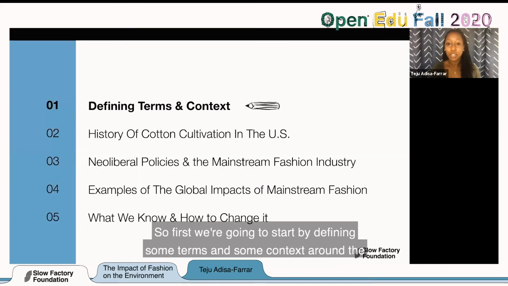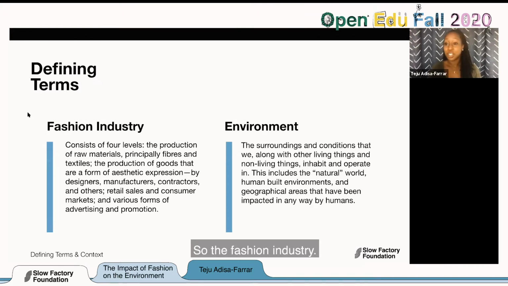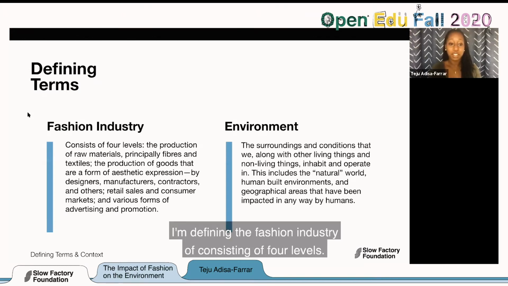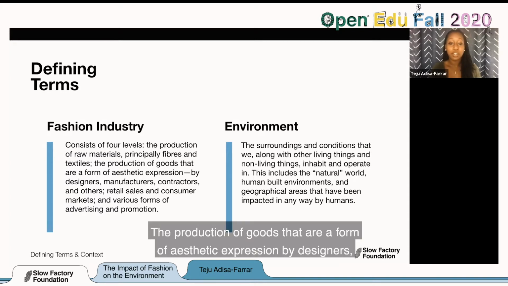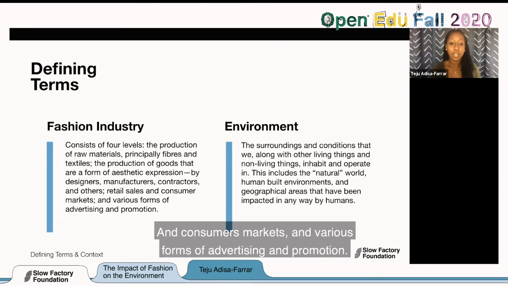So first, we're going to start by defining some terms and some context around the topics that we'll be discussing today. So the fashion industry, I'm defining the fashion industry as consisting of 4 levels: the production of raw materials, principally fibers and textiles, the production of goods that are a form of aesthetic expression by designers, manufacturers, contractors, and others, retail sales, and consumer markets, and various forms of advertising and promotion.